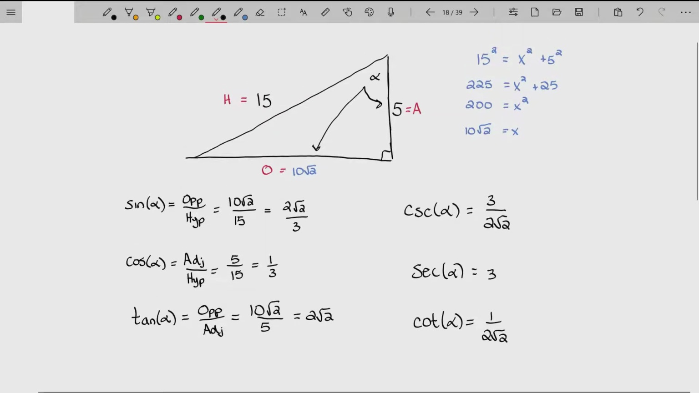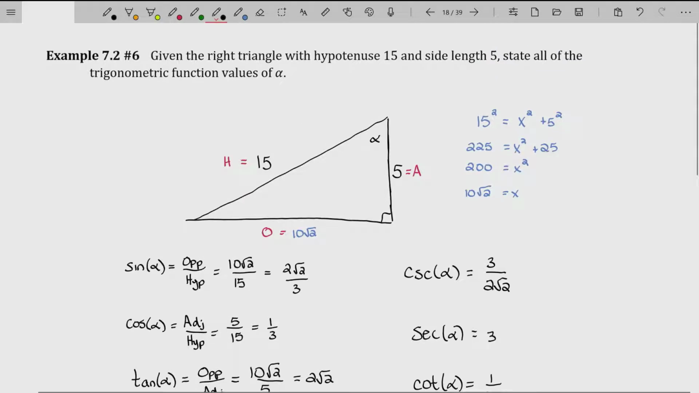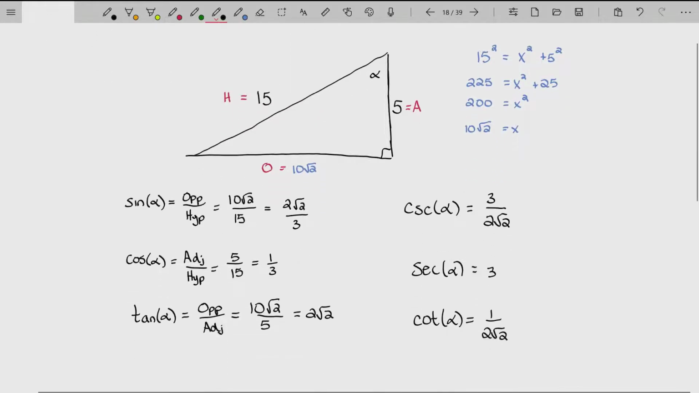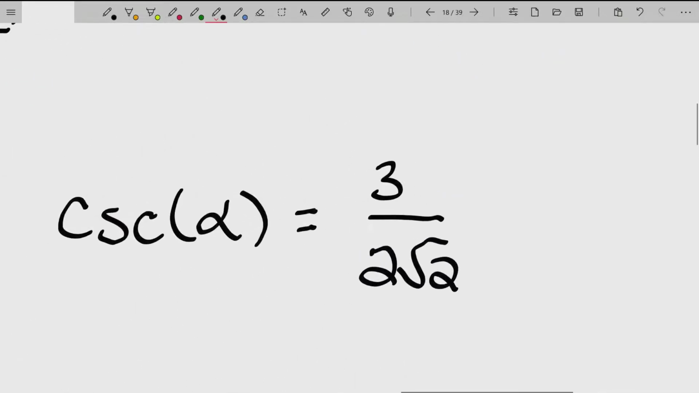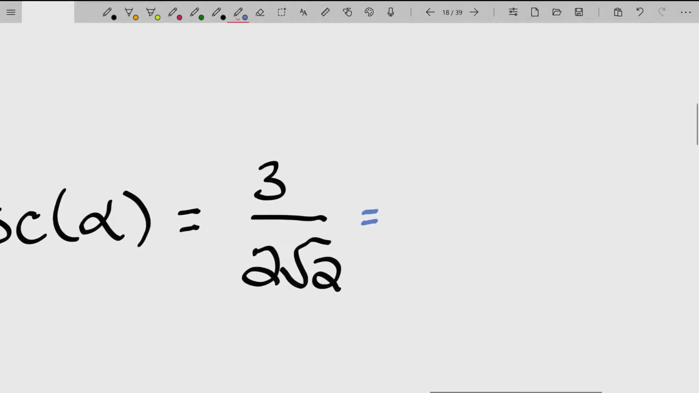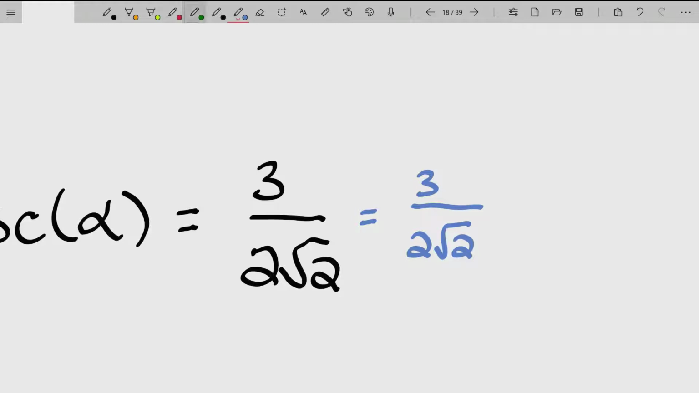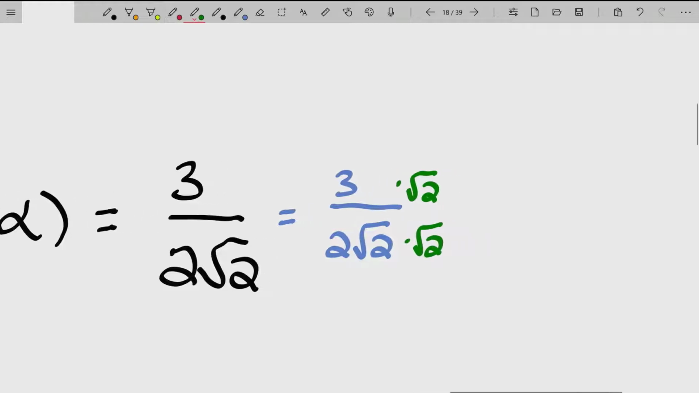If you need them in opposite over adjacent form, the cosecant is hypotenuse over opposite. So it's 15 over 10 root 2. It reduces down to 3 over 2 root 2. And so on and so forth down the line. Now, as I just kind of mumbled out there, I don't require my students to rationalize denominators, but here is a case where if a student was asked, or if a student was taking a different professor, they would probably be asked to rationalize this denominator. Because if you multiply both numerator and denominator by root 2, well, it does clean up.